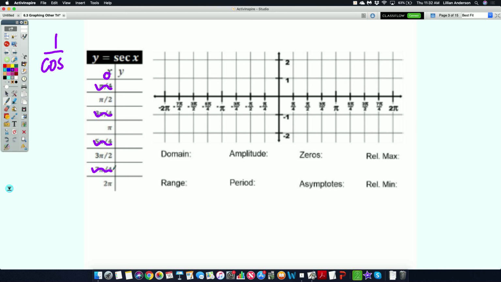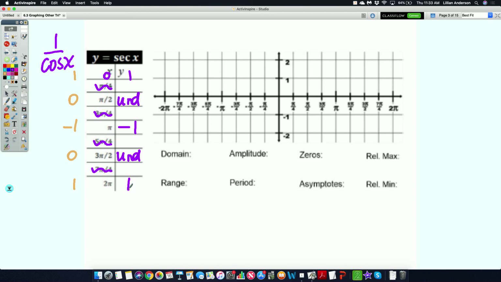Let's run through cosine real quick. What's the cosine of 0? 1. Cosine of pi over 2? 0. Keep going. Awesome. So when we're doing secant, it's 1 over that value. What's 1 over 1? 1. What's 1 over 0? Undefined. What's 1 over negative 1? Negative 1. 1 over 0? Undefined. 1 over 1? 1.